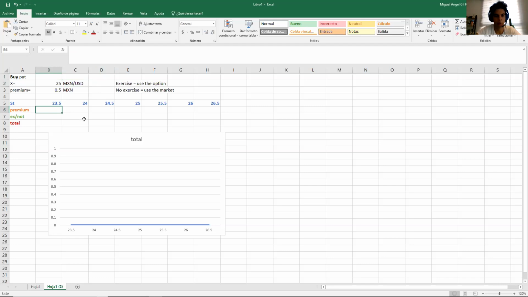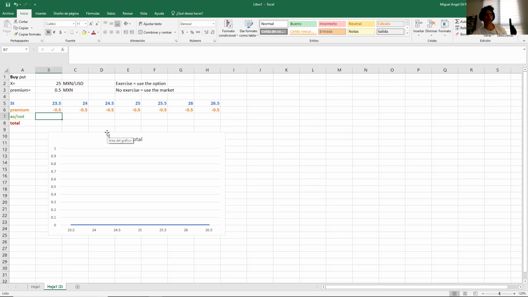So if I paid for that right, I need to account for that premium. So again, it's going to be minus 0.5 in all the cases. Why? Because it doesn't matter what happens on the market or what your decision is, you already paid for your premium. That's why it's going to be negative. That's premium.